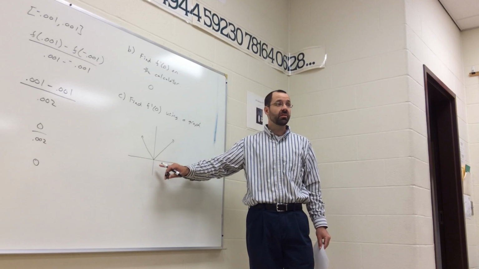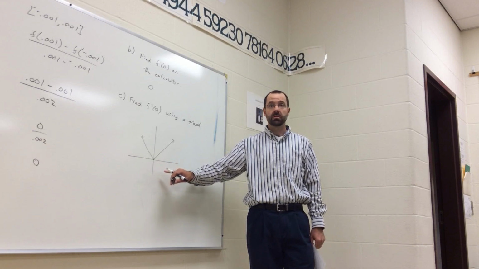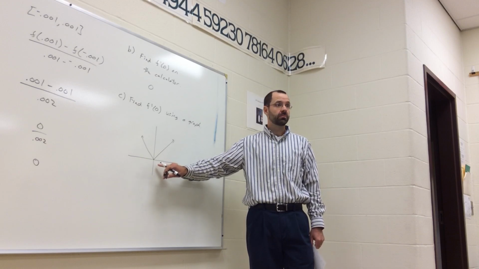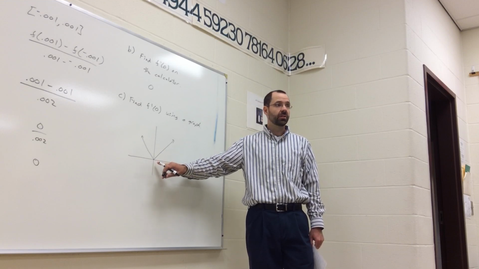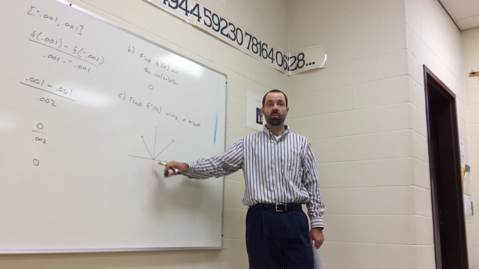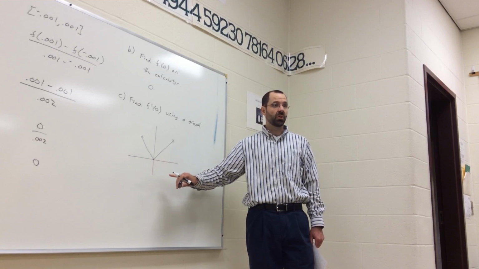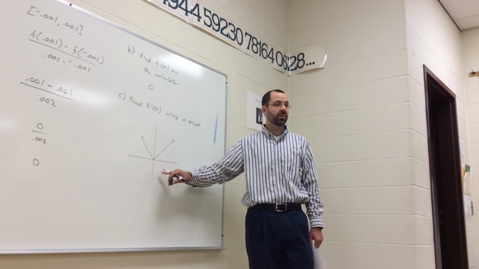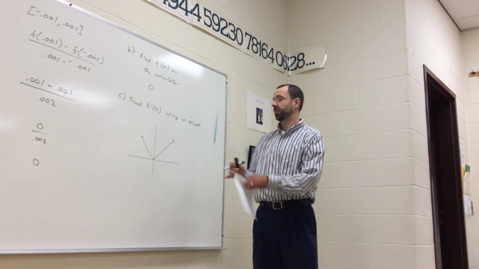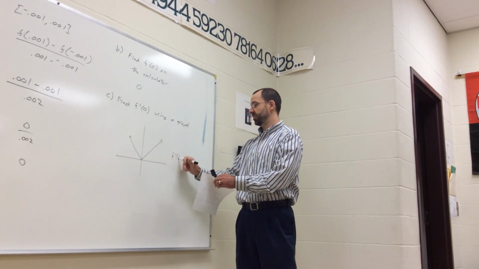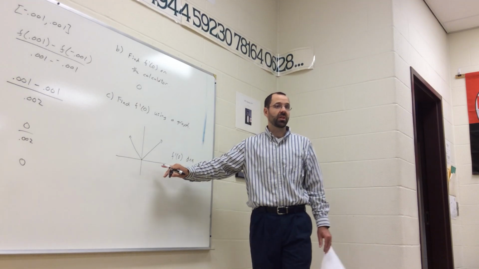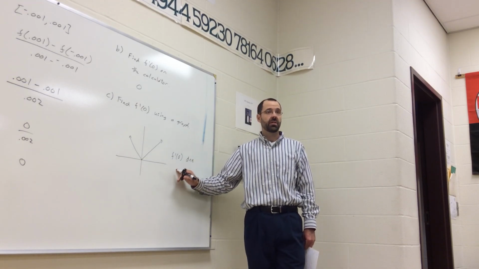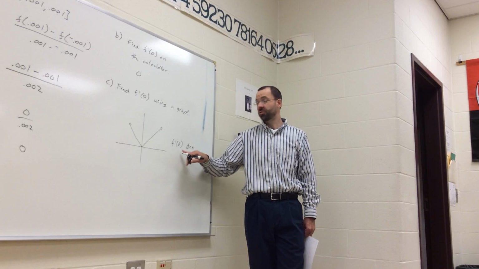So what's the slope at 0? What's that called there? Called a corner point, right? So what happens to the slope at a corner point? Doesn't exist. So f prime at 0 does not exist. We can see that there's a corner point there, so that means the derivative doesn't exist. This is the right answer.